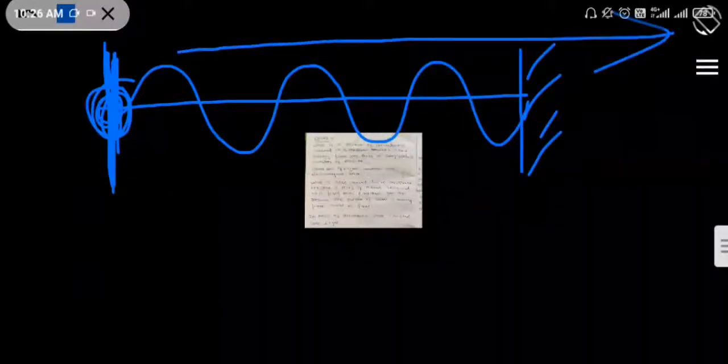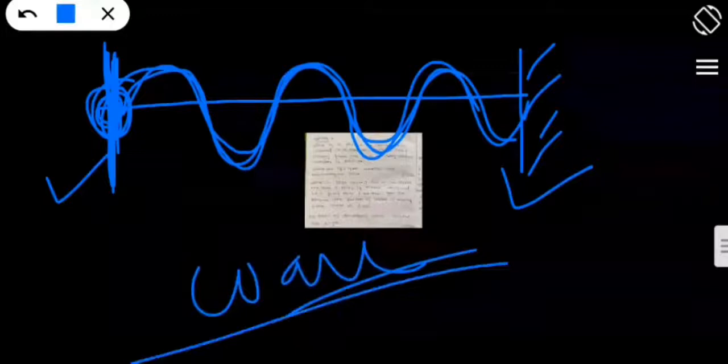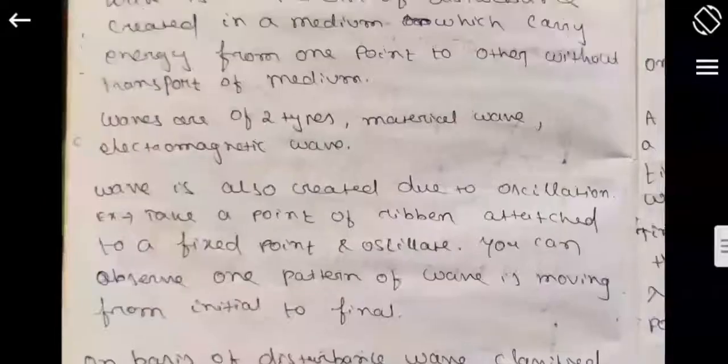This rope is not moving like this, only a pattern is traveling in this direction. So that is what a pattern of disturbance is, transferring from one point to the other without transfer of the medium. This rope is not transferring. Only the disturbance is transferring, right? So this is known as the wave. It's a pattern of disturbance.